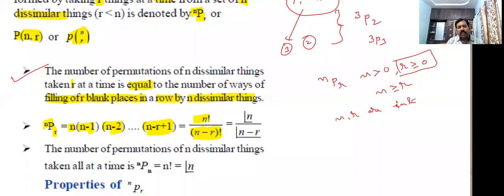So nPr is equal to what is the formula? n factorial by n minus r factorial. So we can denote like this also, n factorial by n minus r factorial.